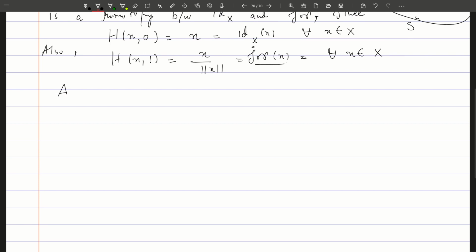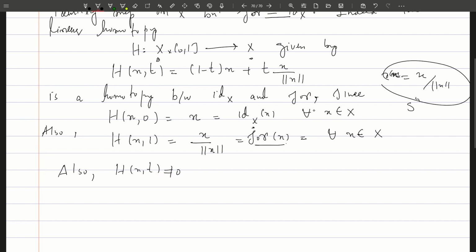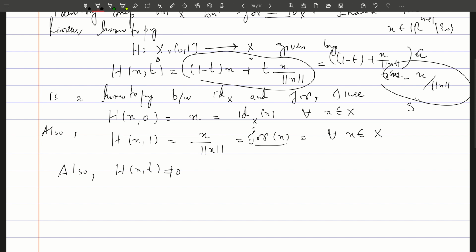Also, h of (x, t) is non-zero. Why is this true? If we look at this map, it is the same as 1 minus t plus t over norm of x, and we take x outside. Now this x is an element of X, which is the same as Rn plus 1 minus 0, so x is non-zero. So for this element to be 0, this factor has to be 0.